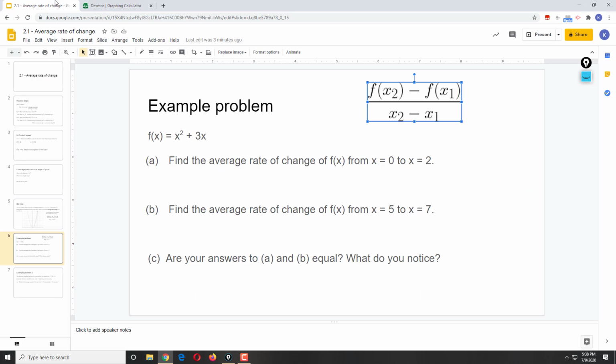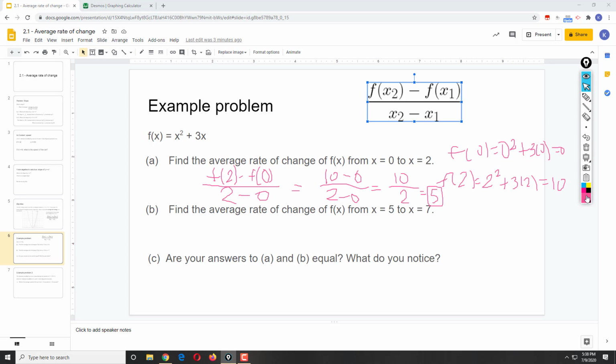All right, so that's part A. Part B. I'm going to change the color. Now we want to find the average rate of change from x equals 5 to x equals 7. Well, that's just f of 7 minus f of 5 over 7 minus 5.